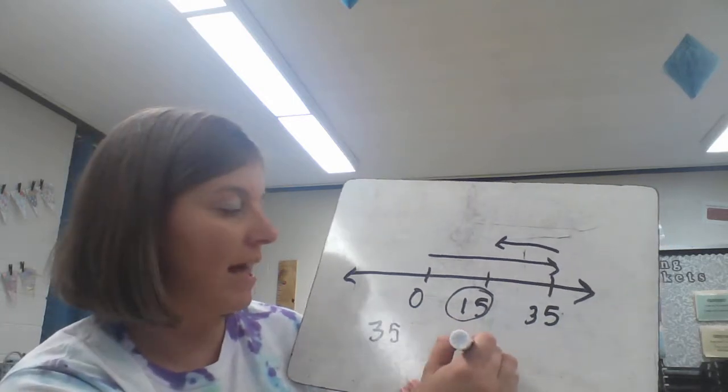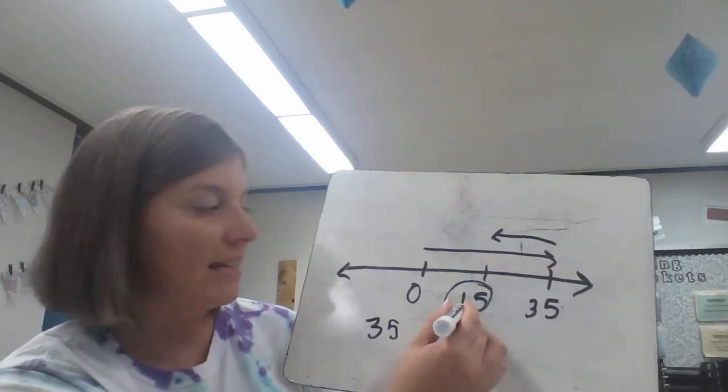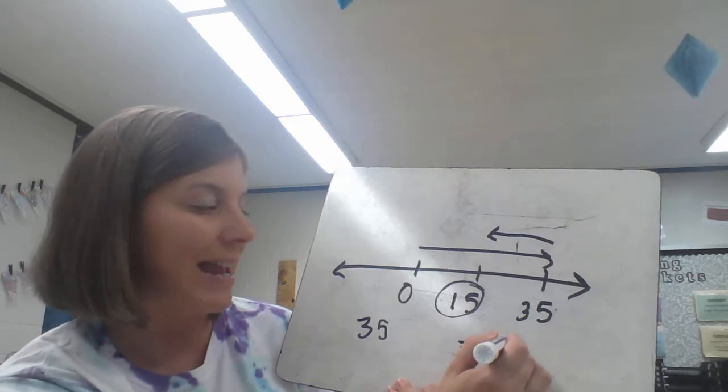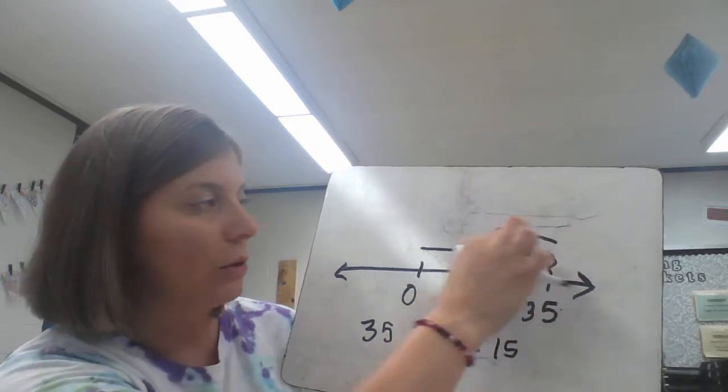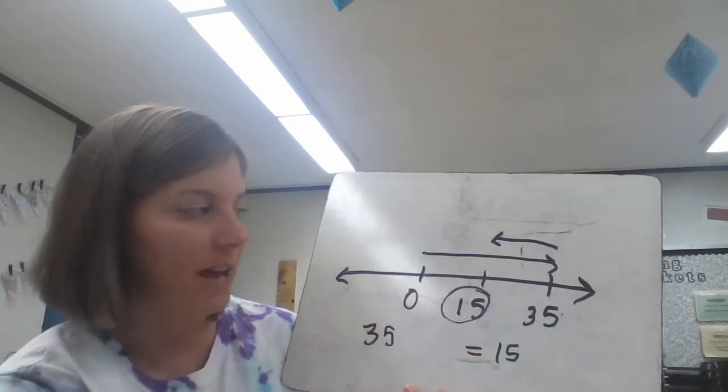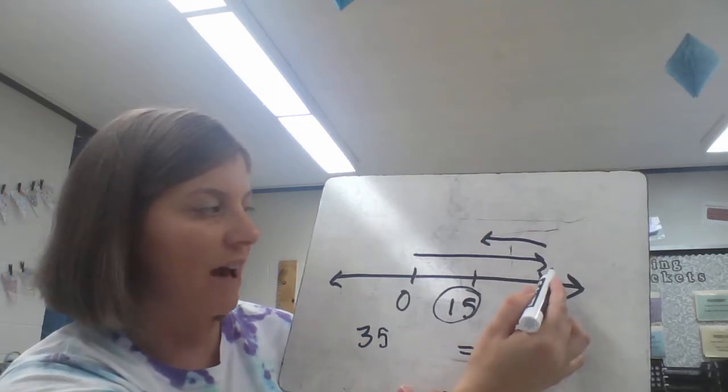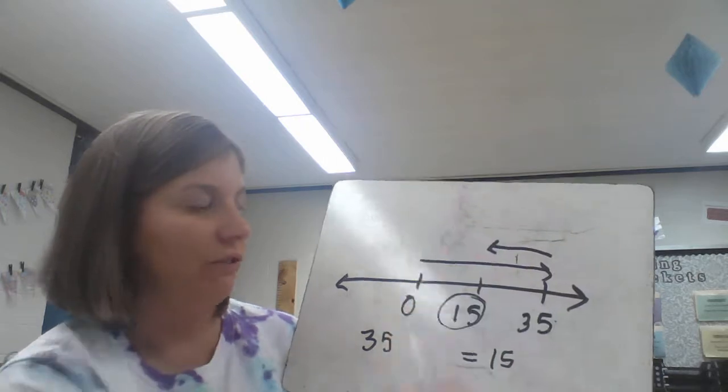Now I'm going to jump ahead and I'm going to say equals. I see the 15 is circled. That means my answer is 15. So I have to figure out how long this line is, okay? So it was at positive 35. It's going back to 15.